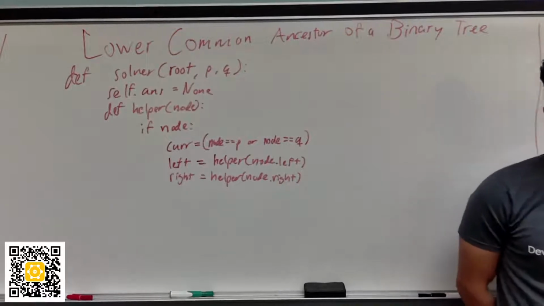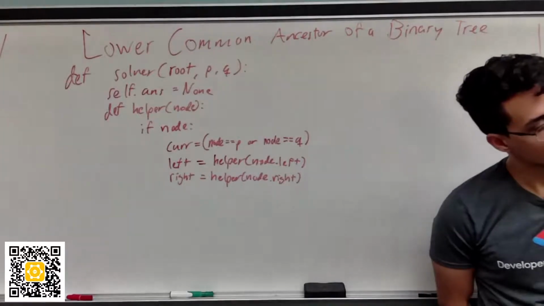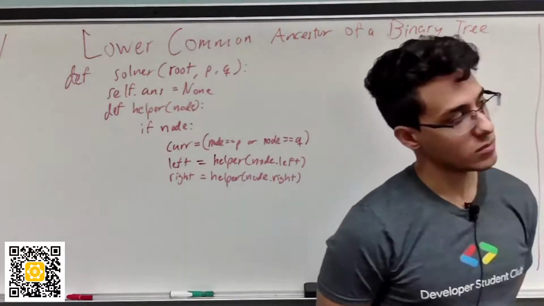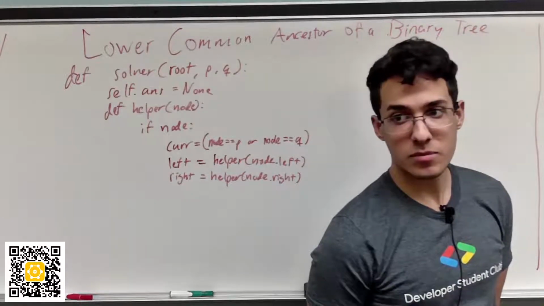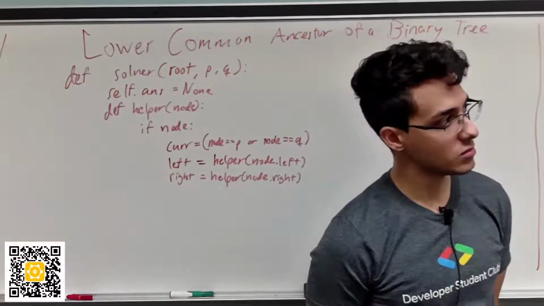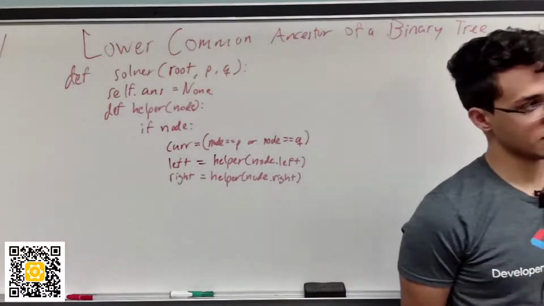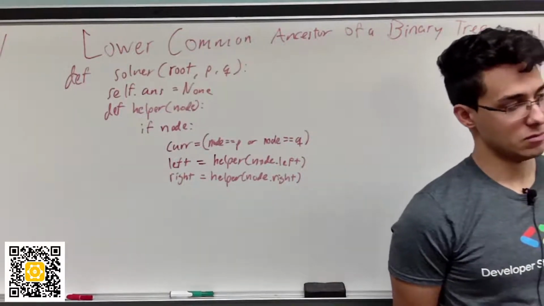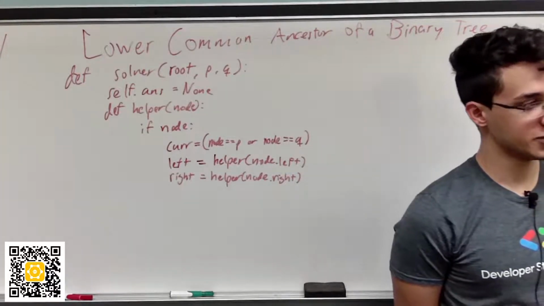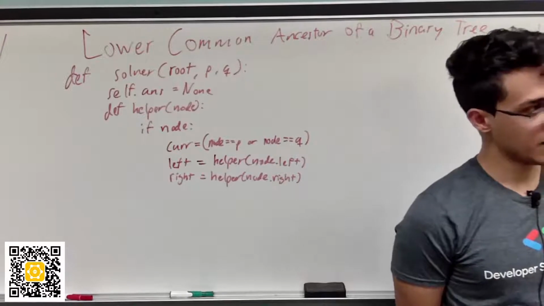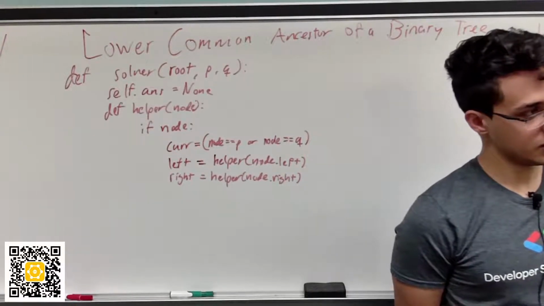Node is equal to P or Q. cur is going to be true right now, because that's valid. What do you have to do with the left and right? What do you have to check? Those are equal to P. Not exactly. Not that it's equal to P, because what if that was P? We can't directly look at left or right.